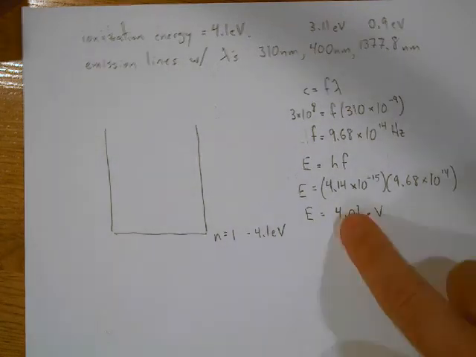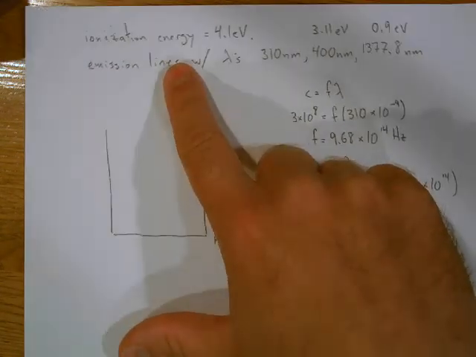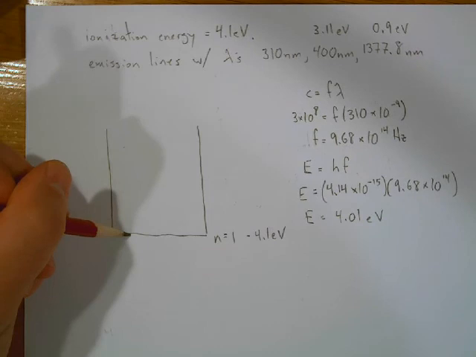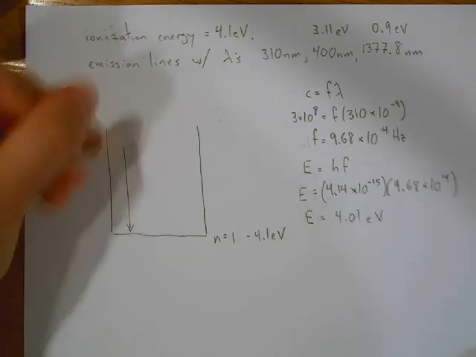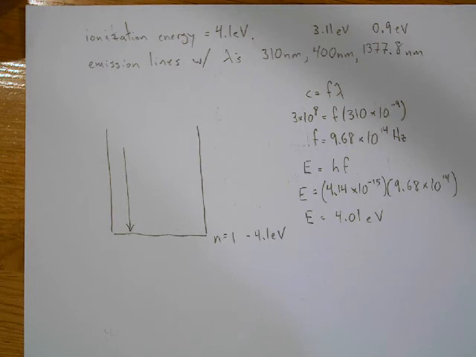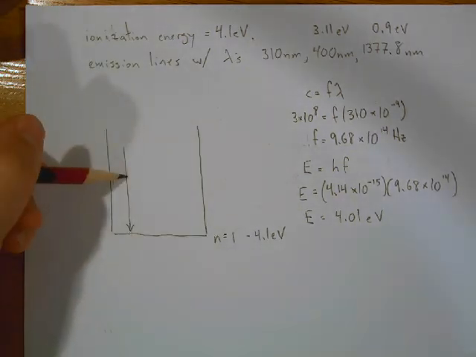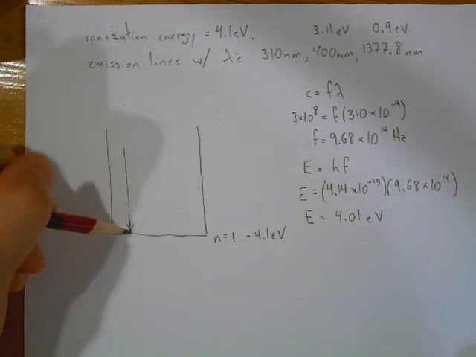So we have this, this, and this. Now remember, it's an emission line. That means I am going from a high energy level down to a low energy level. So I'm going to be going like that or something in between. The other thing to keep in mind, remember that the first jump is the biggest. The first jump is the biggest, and then the next jump is going to be the next biggest, and so on.